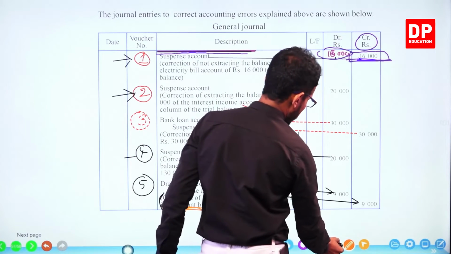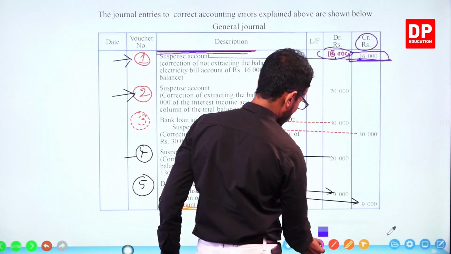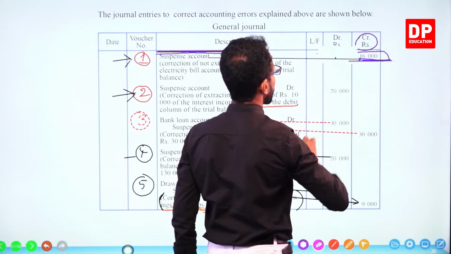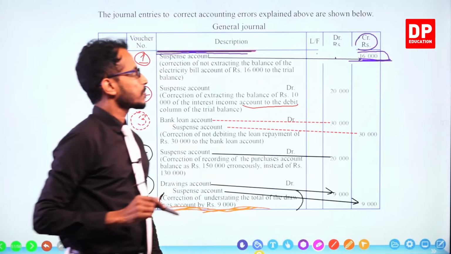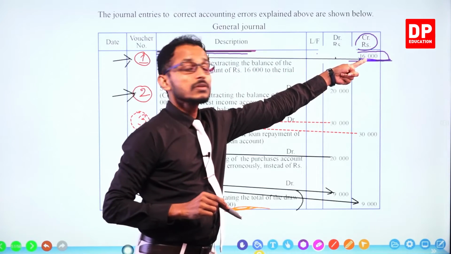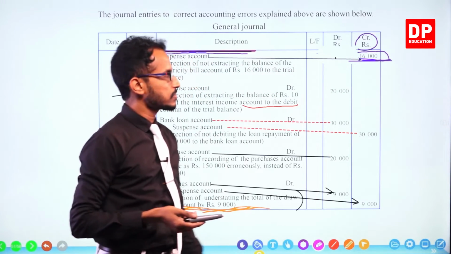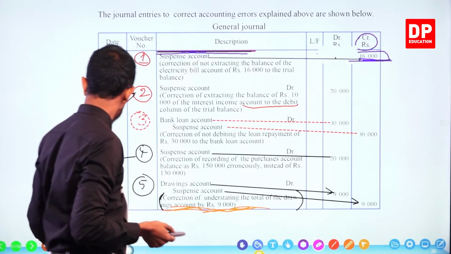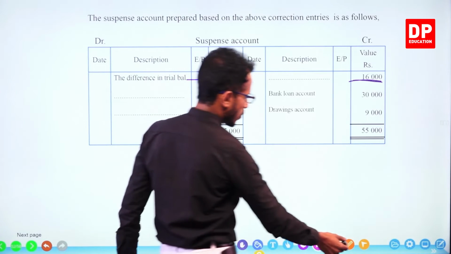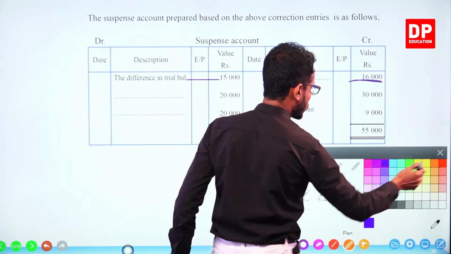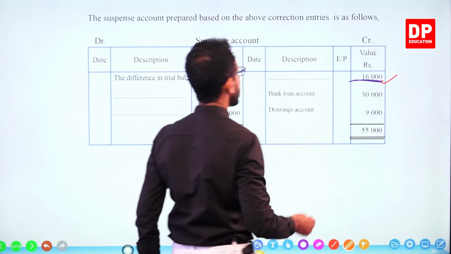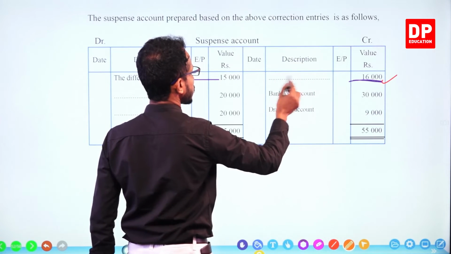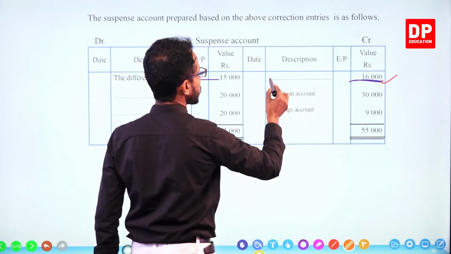Otherwise, you can just not put anything here. Only the credit entry is enough when correcting errors in the trial balance. So the suspense account should be credited 16,000. It's there. All right. No description. This is a blank.